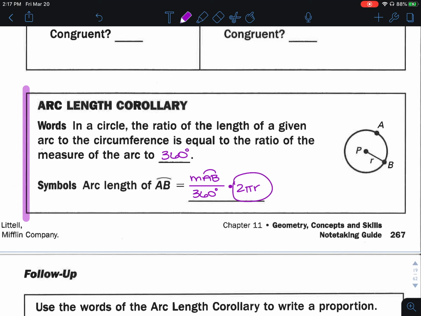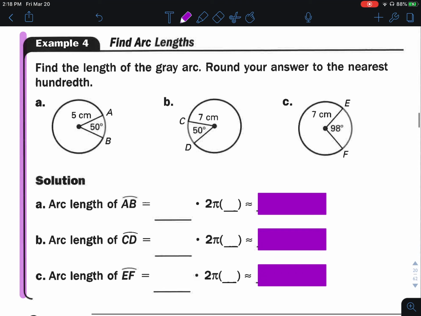And then this part is going to be just that circumference part. Again, this is the formula we're going to use for length. Again, length is different from measure. Let's go down to example 4.